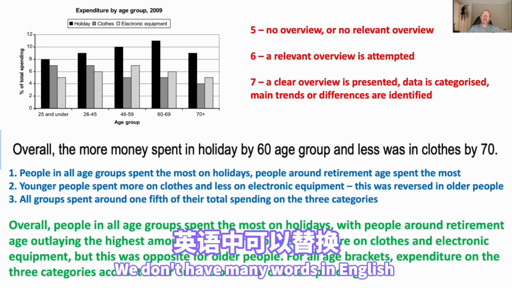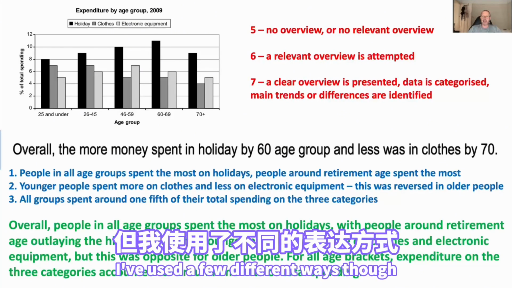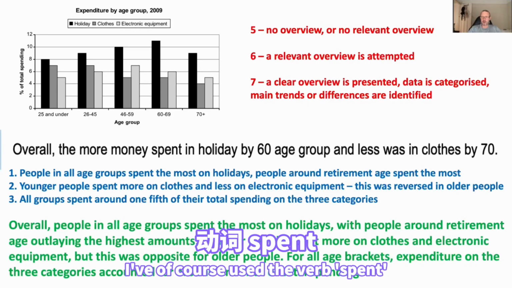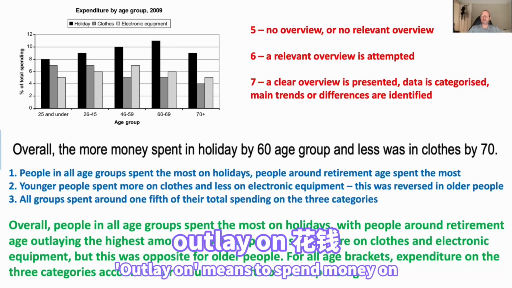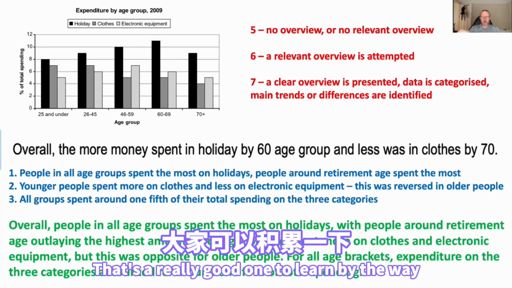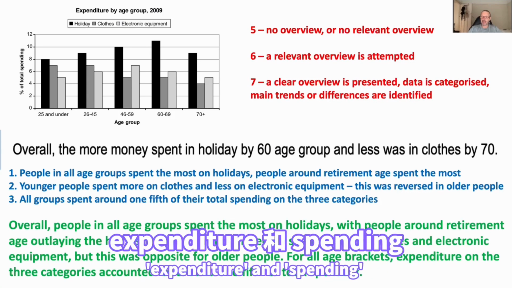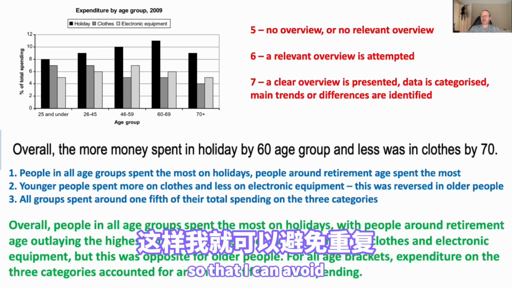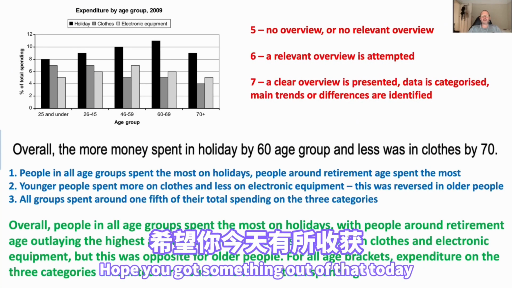We don't have many words in English for spend, as in spend money. I've used a few different ways though. I've of course used the verb spent. I've also used a verb called outlay. Outlay on means to spend money on. That's a really good one to learn, by the way. I've also used the nouns expenditure and spending so that I can avoid just using the same two verbs over and over. Hope you got something out of that today.